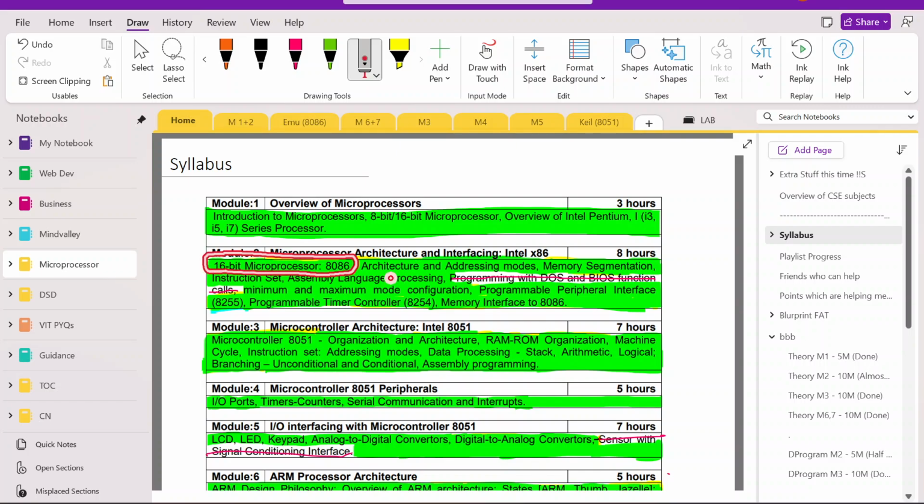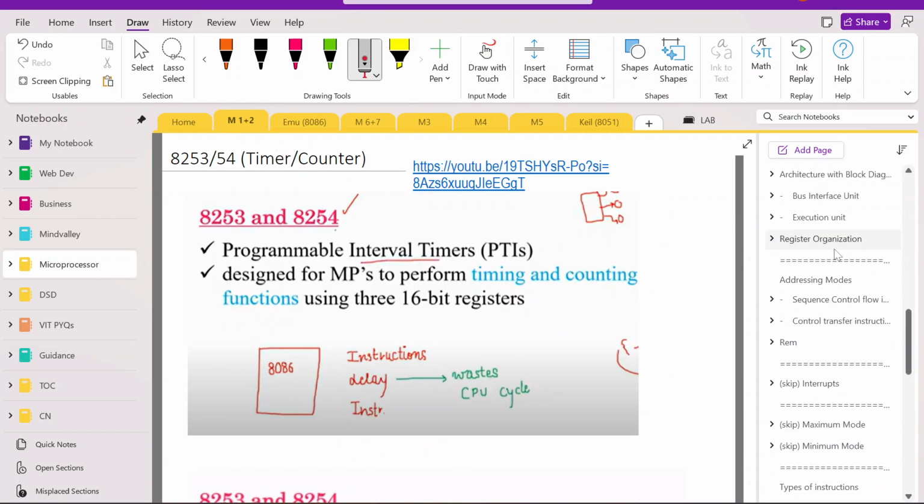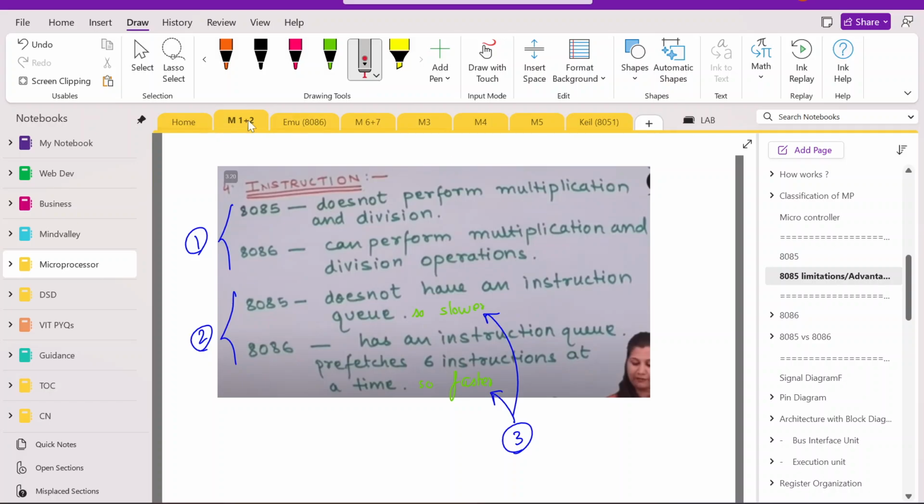The 16-bit processor is 8086. We will have to study the architecture, addressing modes, memory segmentation, instruction sets, and ALP. There are various modes as well, the pin diagram and all those things. This part is about the microprocessor 8086 itself, and this part is about the devices attachable to the 8086. So let's see my notes and go around the whole thing.